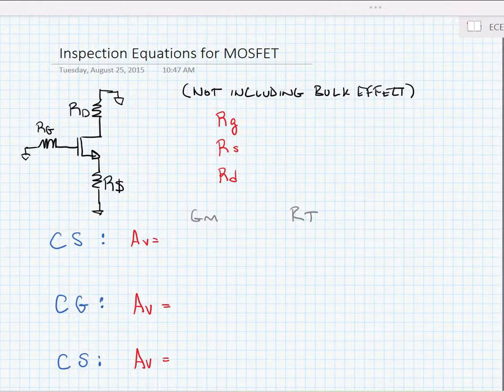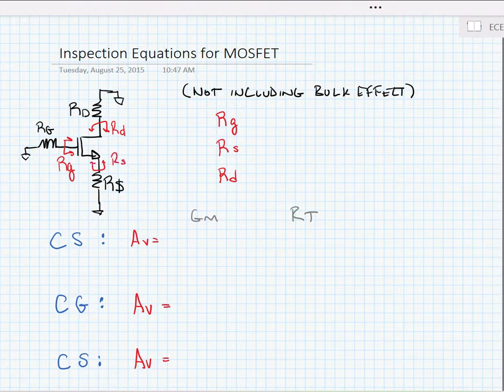Okay, we're now going to write generalized inspection equations for MOSFET amplifiers. Now we know that we have resistances tied to the drain, gate, and source of the MOSFET: R_D, R_G, and R_S. Those are all capital letters. We have the intrinsic resistances looking into the device as R little g, R little d, and R little s.